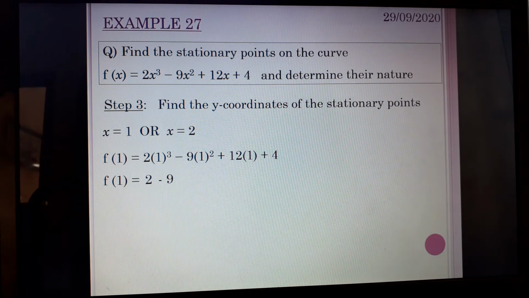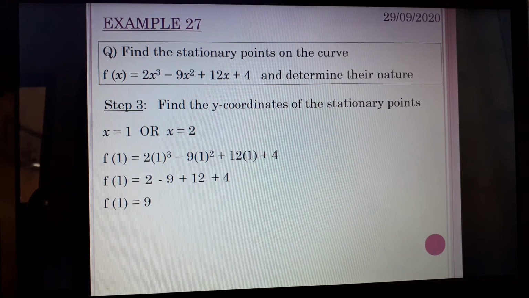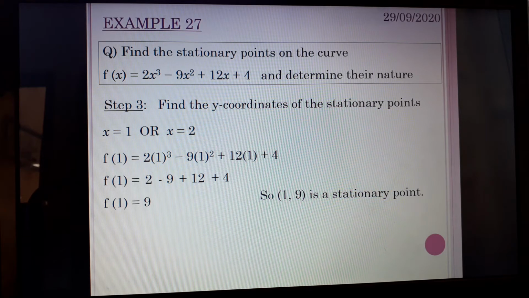2 times 1 cubed is 2, minus 9 times 1 squared is minus 9, plus 12 times 1 is 12, plus your 4, and that gives you altogether a value of 9. So if f of 1 is equal to 9, that means that your y value at x equals 1 is 9. So your coordinate is 1, 9. Now that's a turning point on your graph. Okay, that's what that is.